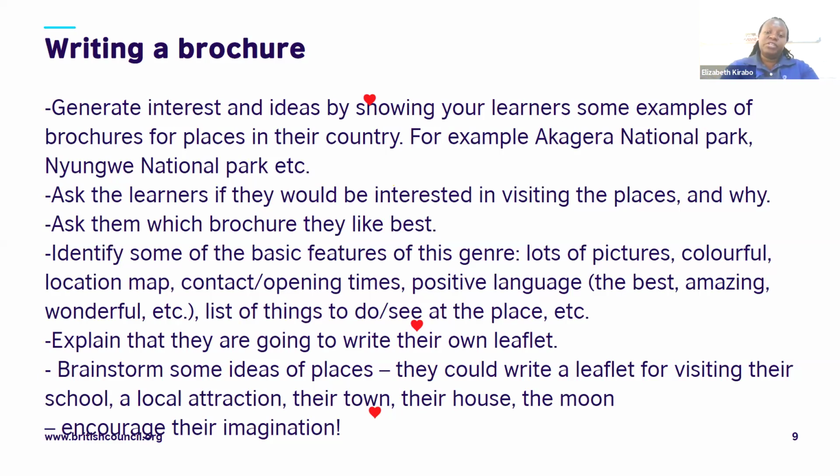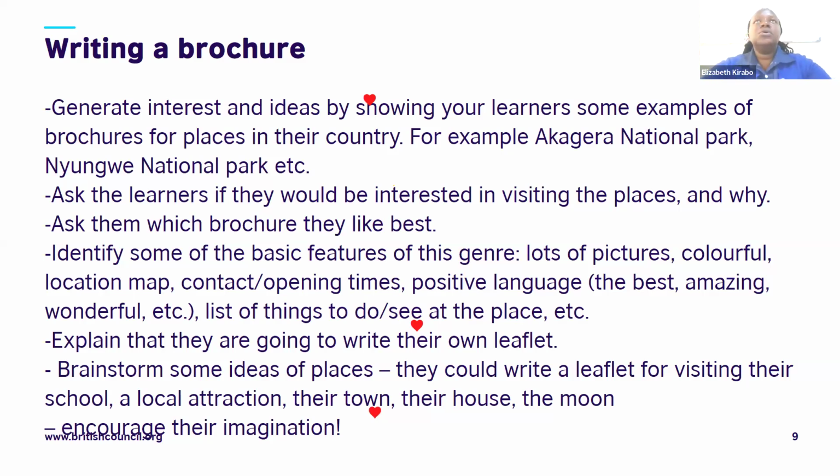And then maybe you present to them those two brochures of Akagera National Park and Nyungwe National Park. Ask them which brochure they like best, and they should also be able to give you reasons why. Then identify some of the basic features of this genre of a brochure. For example, lots of pictures. When they're going to make a brochure, they should put lots of pictures.